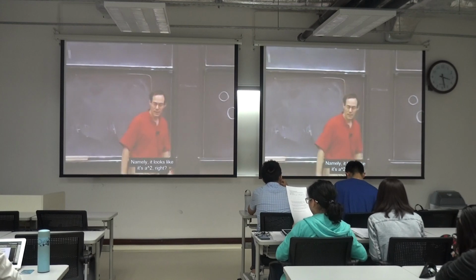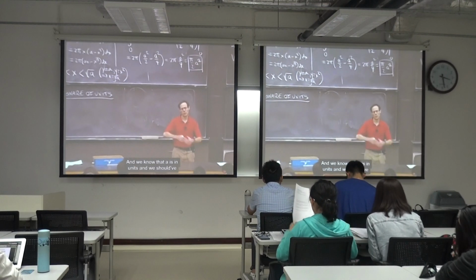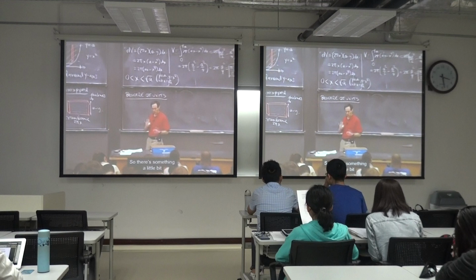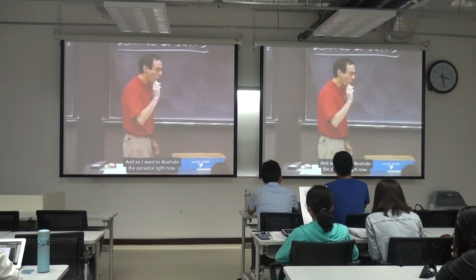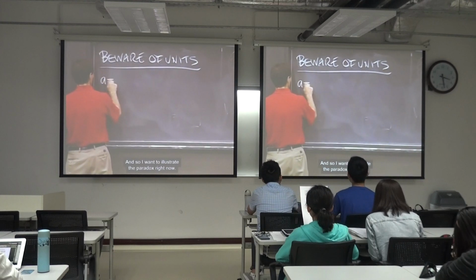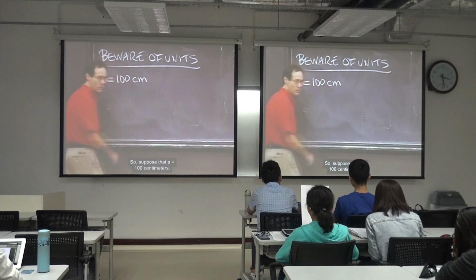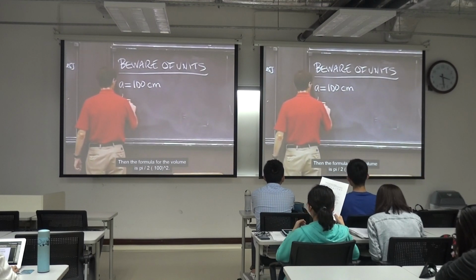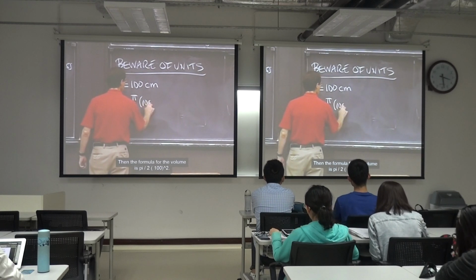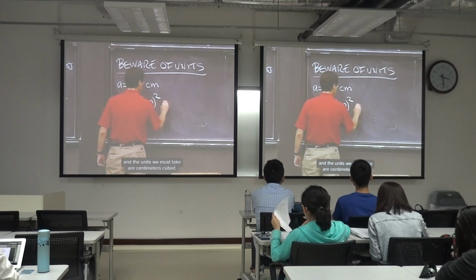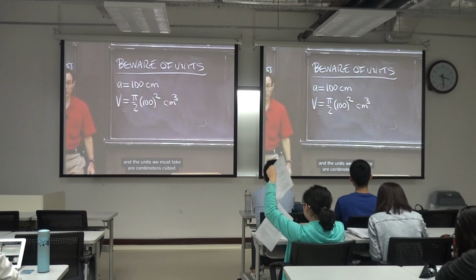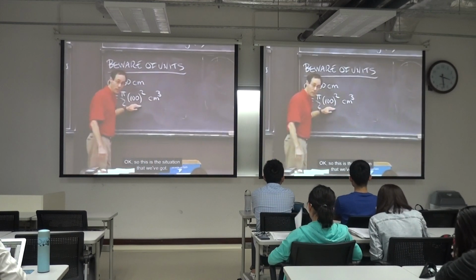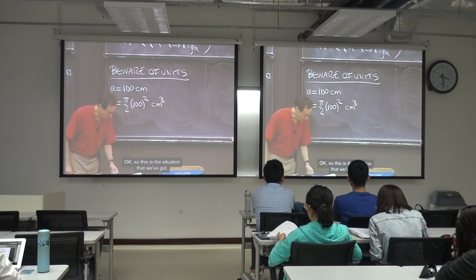Namely, it looks like it's a squared, right? And we know that a is in units, so we should have gotten cubic units. There's something a little bit tricky about this question, and I want to illustrate the paradox right now. Suppose that a is 100 centimeters, and suppose the units are centimeters. Then the formula for the volume is pi over 2 times 100 squared. And the units we must take are centimeters cubed, despite the fact that you kind of want to square the centimeters. But that's not what this problem says.